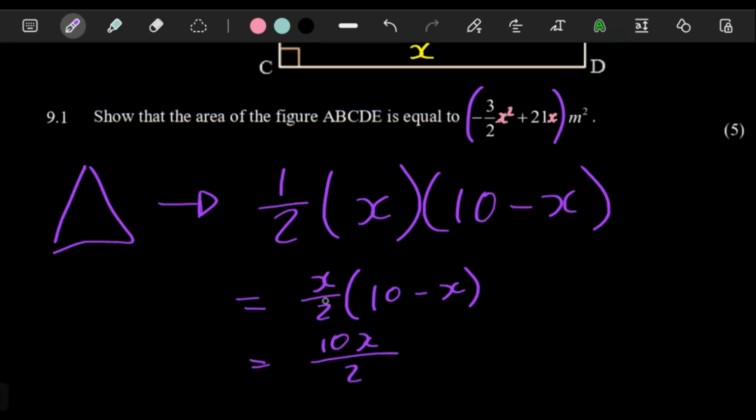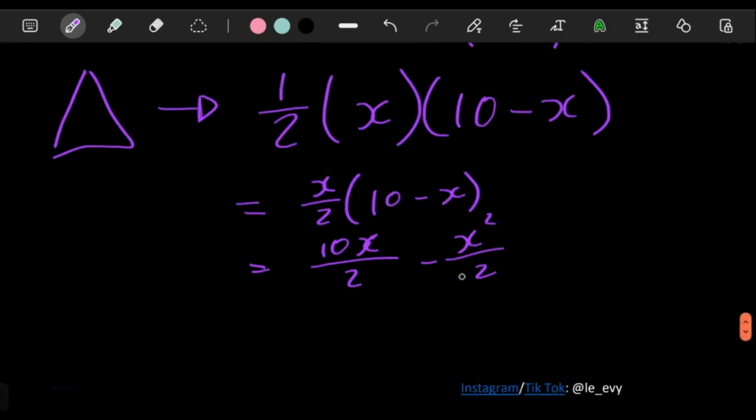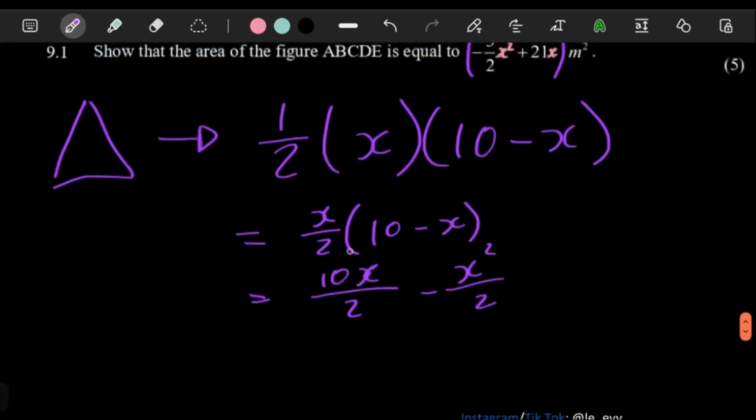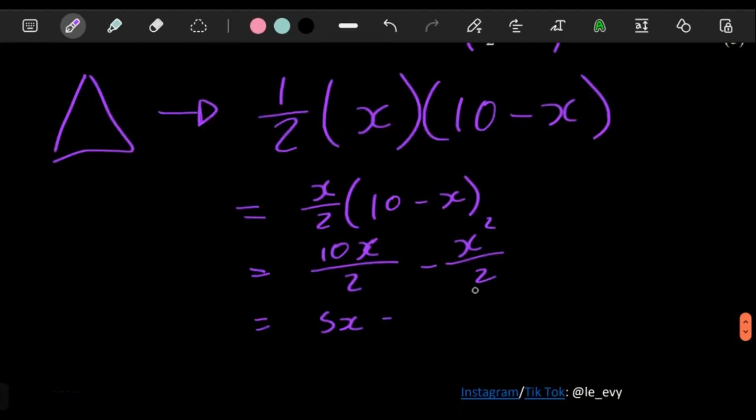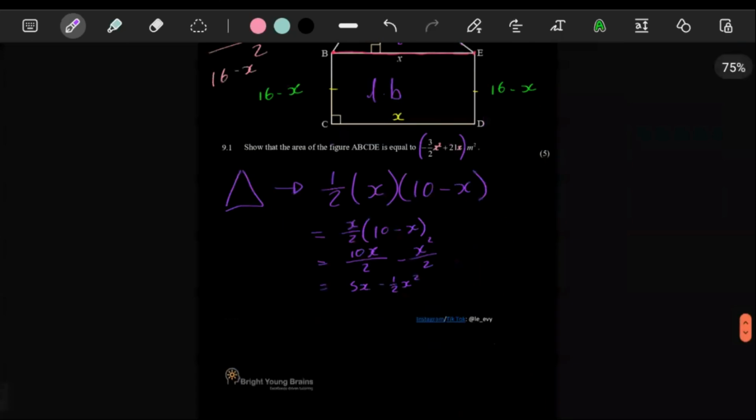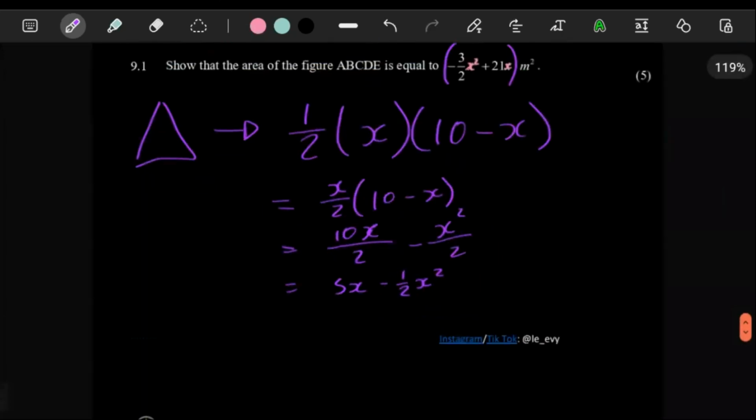Because remember, when you multiply a fraction with a value, you only multiply the top because the bottom has a 1. So this times this is 10x over 2. And then here, this times x is negative x squared over 2. Carrying on, 10 over 2 is just going to give us a 5. And 1 over 2 is just a half, then you can have your squared there. So we have our area of our triangle.